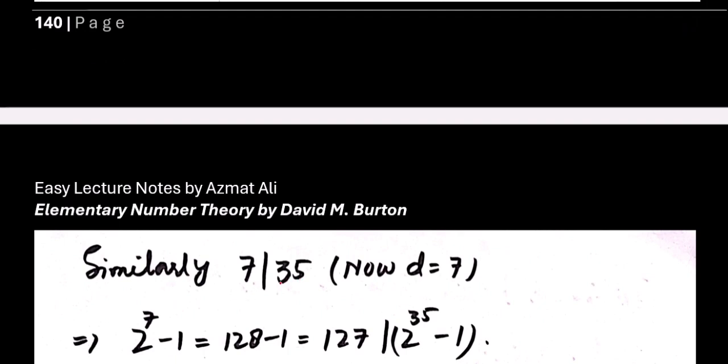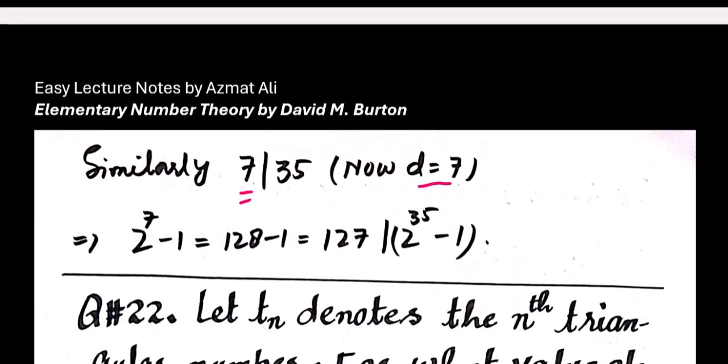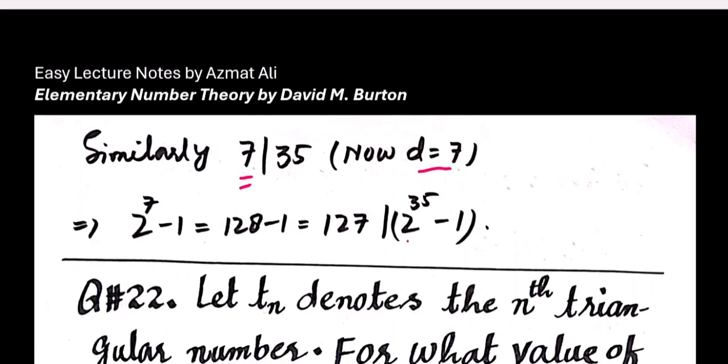As 35 is also divisible by 7, so now our d is 7. So according to part A, this number 2 raised to power 35 minus 1 is divisible by 2 raised to power 7 minus 1. But 2 raised to power 7 is 128, and 128 minus 1 is 127. This shows that 127 divides 2 raised to power 35 minus 1.